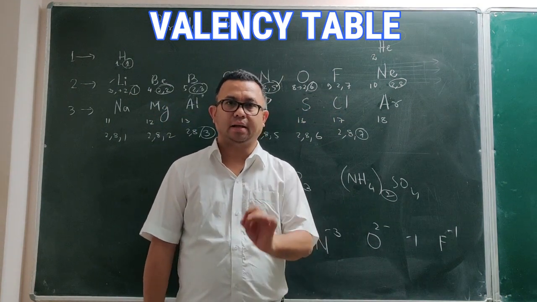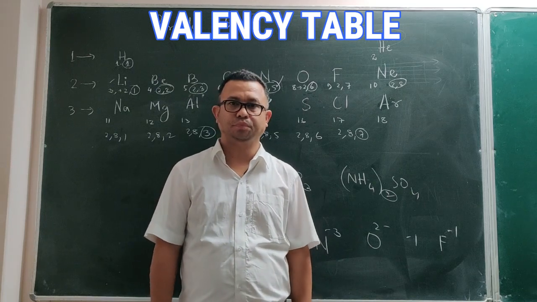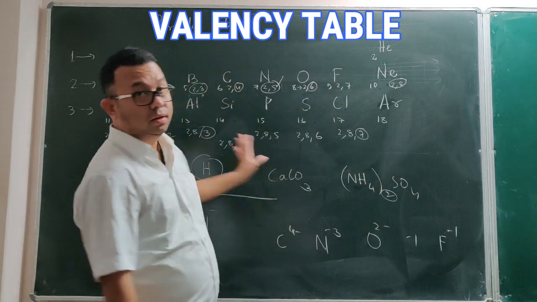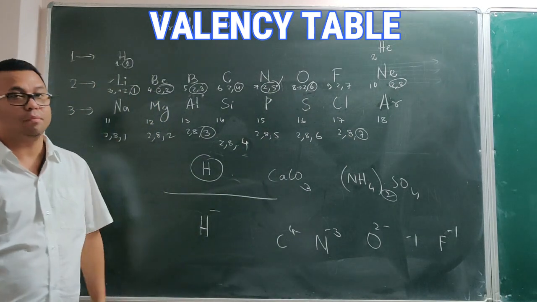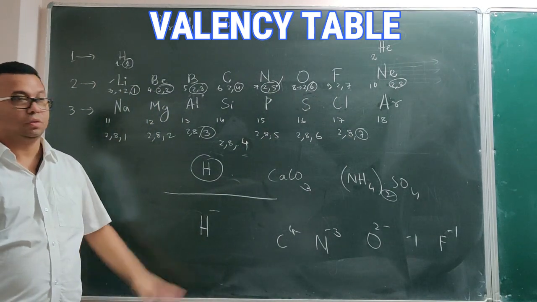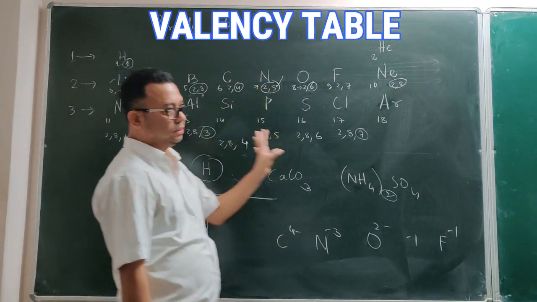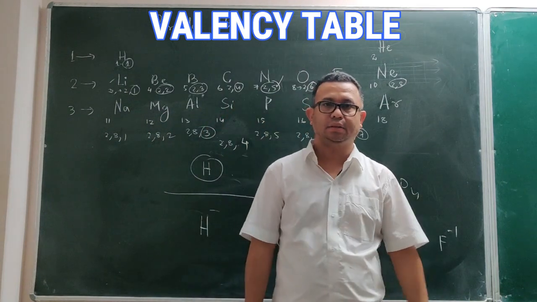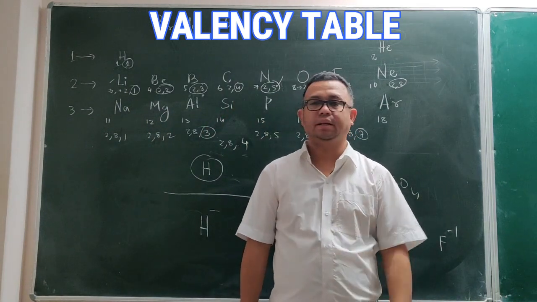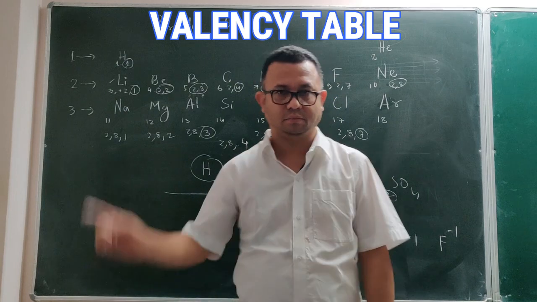So in the next class, I'll be discussing with you the second part of this periodic table. Today I have only discussed the writing of these 18 elements, but in the next class we'll have a further discussion of this one.